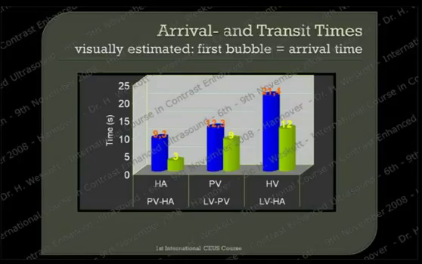The time difference between hepatic artery and portal vein is 3 seconds. Between liver vein and portal vein, 9 seconds, and 12 seconds between hepatic vein, liver vein, and hepatic artery. You find these numbers in the handouts.